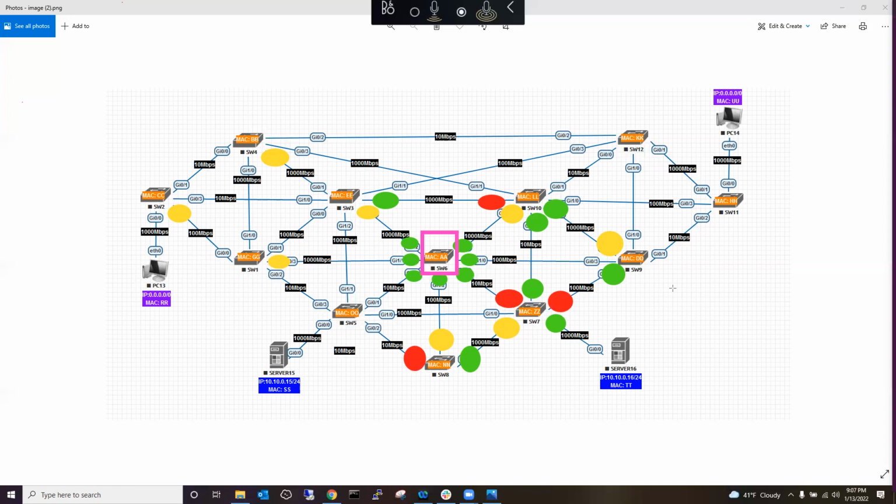That port should be the designated. Which port? The one on switch 9, but I can't see this one right here. No, the one between switch 7 and switch 9. Okay, cool. Good job, Max. You saved your buddy a lab.